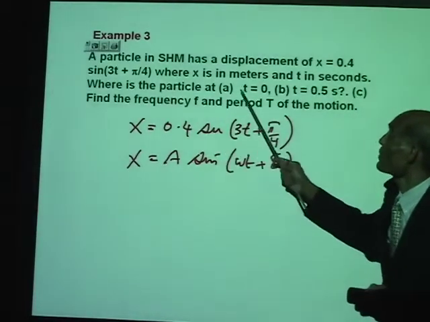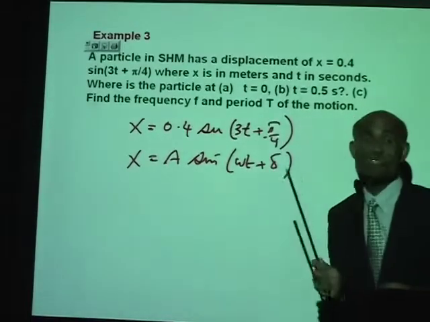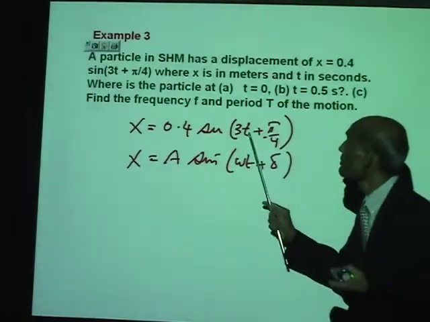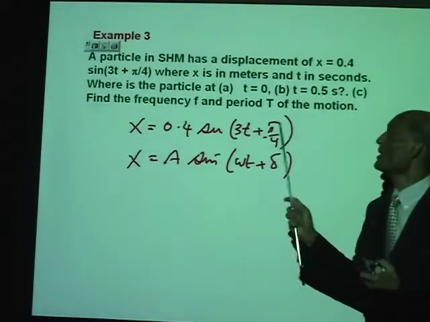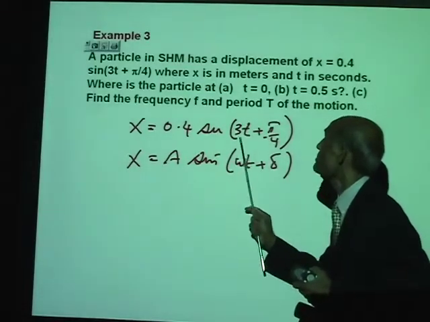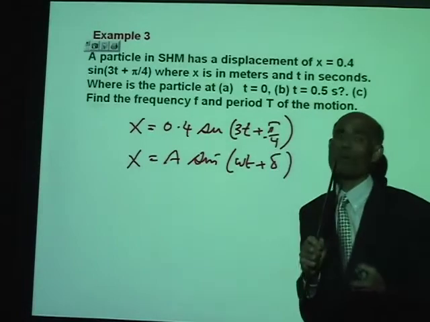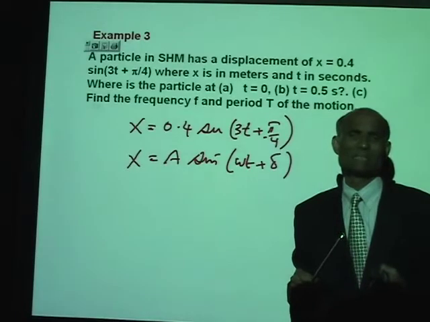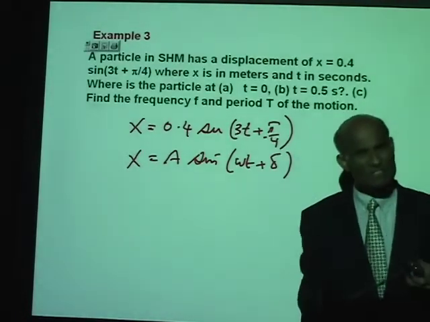Where is the particle at t equal to 0? So to find the position of the particle at t equal to 0, all you need to do is put that t equal to 0 and solve it on your calculator. What will be 0.4 sine pi by 4? When t equal to 0, that will be 0. This will be now sine of pi by 4. Anybody tell me the value of sine pi by 4? Well, you don't need to know it. Your calculator knows it. It's nice to know that.